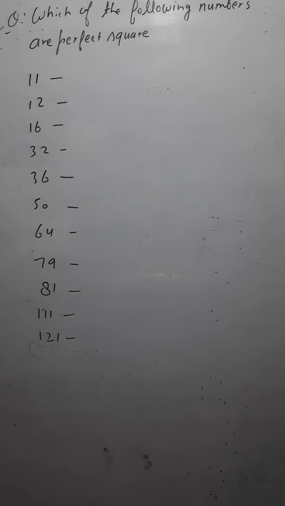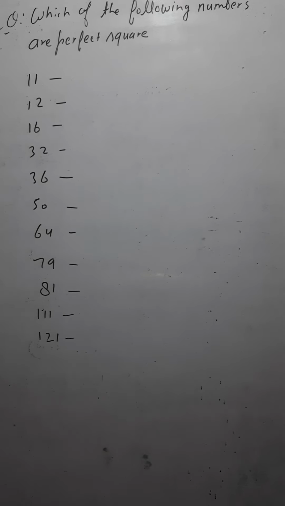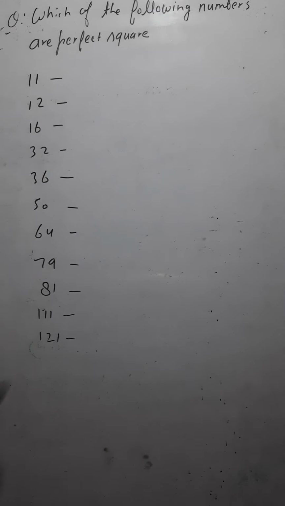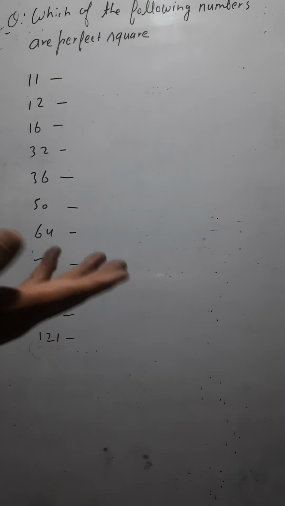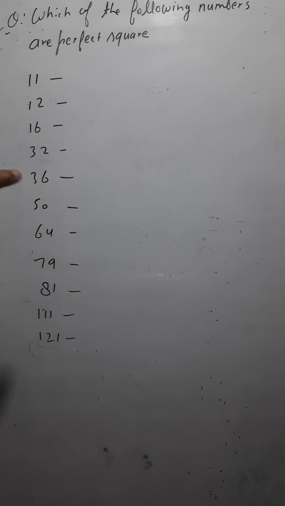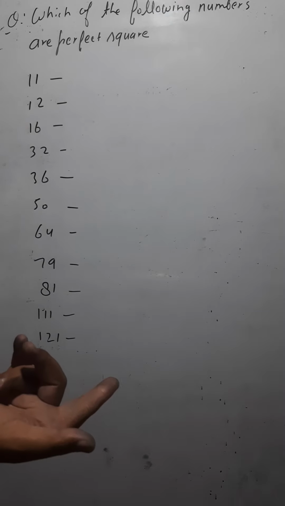Now here we have the next question. The question is, which of the following numbers are perfect squares? So among these all, which are the perfect squares? Can you guess? Now if you see 11, is 11 a perfect square? Square of 2 is 4, square of 3 is 9, square of 4 is 16. So 11 is not a perfect square.